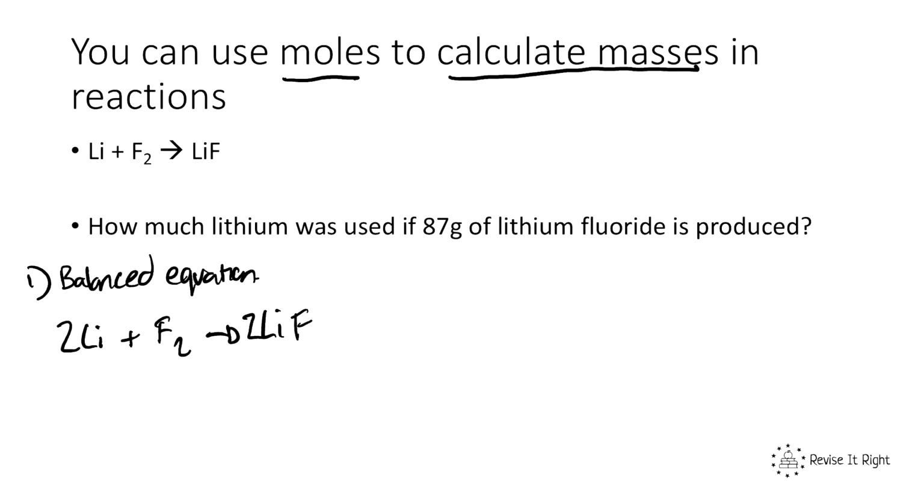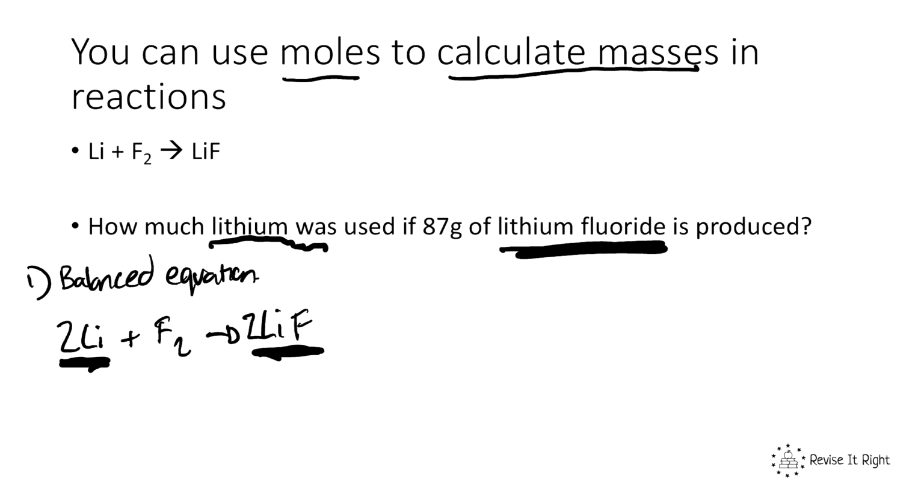So, for example, how much lithium was used. So what we're going to do is highlight lithium to show that we're focusing on that in this question. If 87 grams of lithium fluoride is produced, then we're going to underline lithium fluoride. So we do not need to worry about our fluorine in this question. We only need to worry about lithium and lithium fluoride.